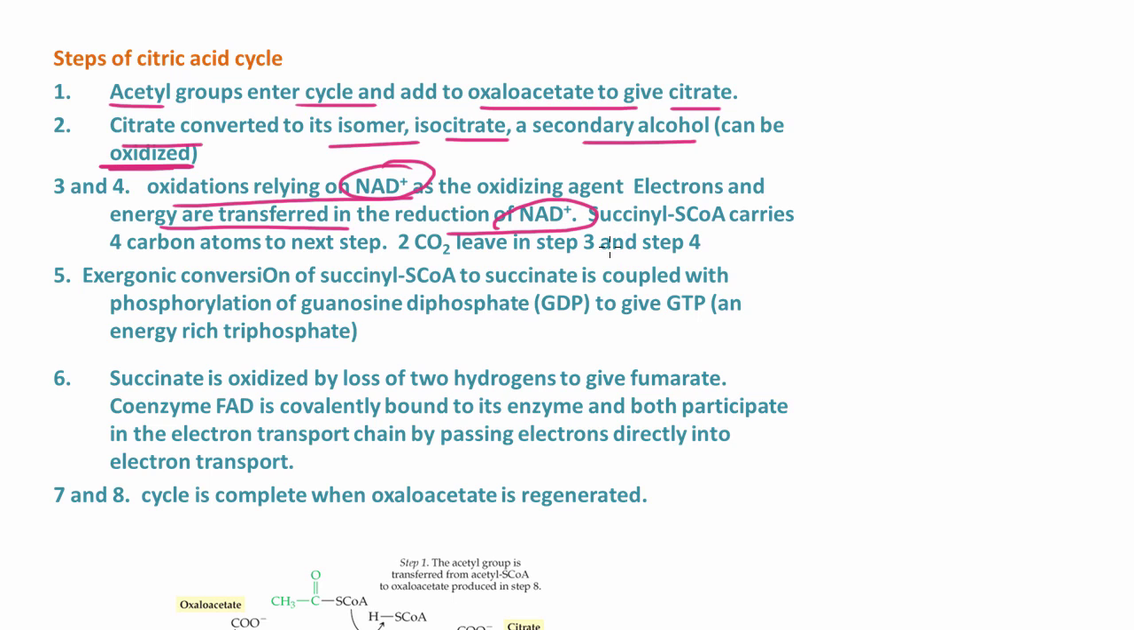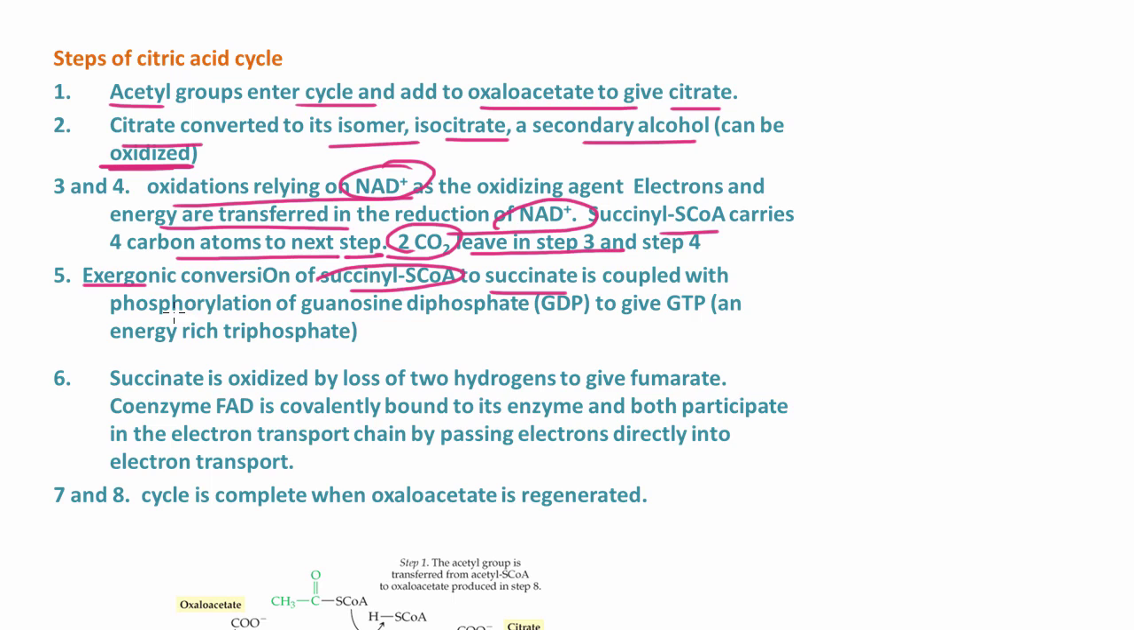So remember, reduction, that's going to provide hydrogens and electrons. Succinyl coenzyme A carries 4 carbon atoms to the next step, and we have 2 molecules of carbon dioxide that leave in steps 3 and 4. Step 5, it's exergonic. This is the conversion of succinyl coenzyme A to succinate.